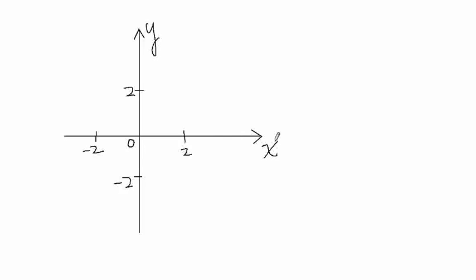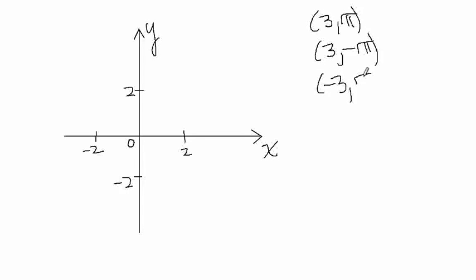All right, so would you please locate the approximate position of the following points in polar coordinates? 3, pi; 3, minus pi; minus 3, pi; and minus 3, minus pi. So pause the video and try to do that now, please, if you like.